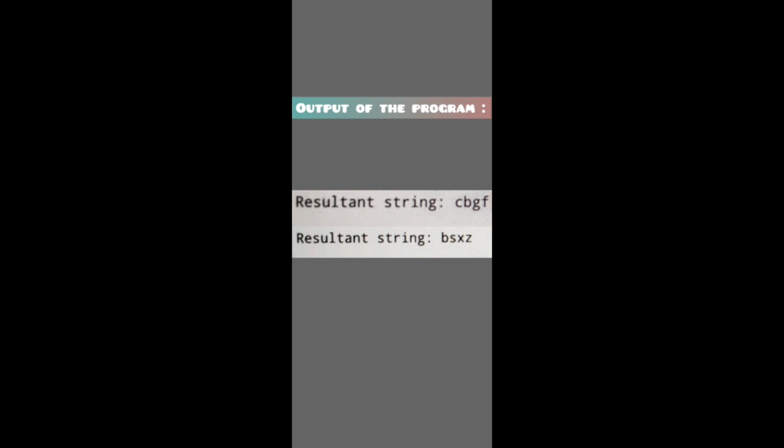Now if we look at the second example, the only change is in declaring the strings, which is in the last main block, and the whole program is the same. And the output of this program should be BSXZ. So the final output of the first program is CBGF and the second program is BSXZ, as we saw in the program. That means our code is working and that is the end of our program.